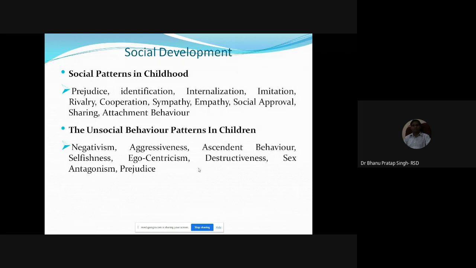Social development. In social development, there are also some unsocial behavior patterns. So as a teacher, as parents, we should be aware of social patterns in childhood, what the social patterns are. But we should also be aware of the unsocial behavior patterns in the child. First, we take the social patterns in the child.